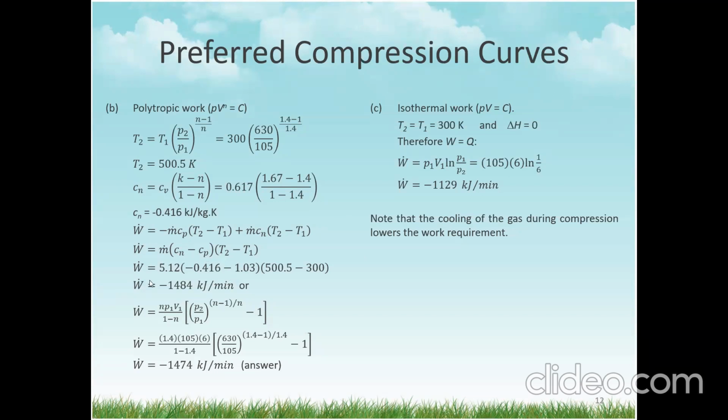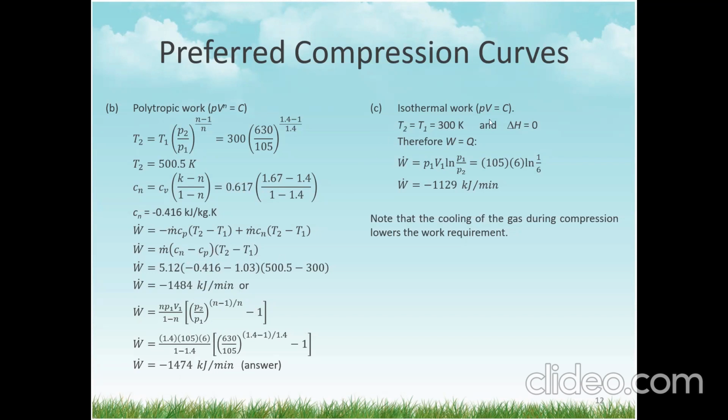So work is equal to 5.12 times negative 0.416 minus 1.03 times 500.5 minus 300. So the work is negative 1484 kilojoule per minute, or the work is N P1 V1 over 1 minus N times P2 over P1 to the N minus 1 over N minus 1. So 1.04 times 105 times 6 over 1 minus 1.4 times 630 over 105 to the 1.4 minus 1 over 1.4, minus 1, the work is negative 1474 kilojoule per minute. So they are approximately equal, whichever one you use.